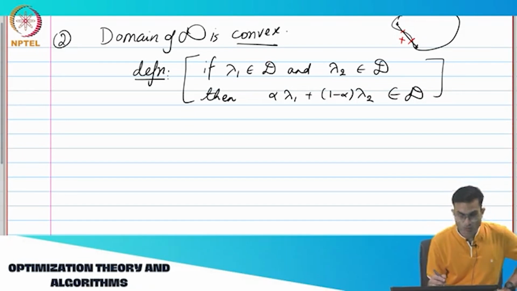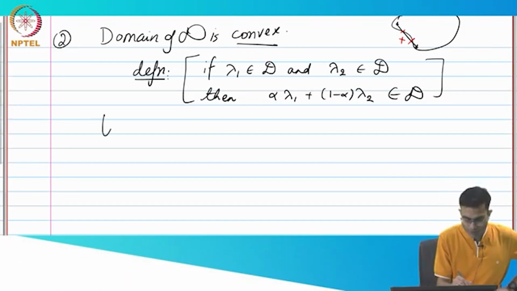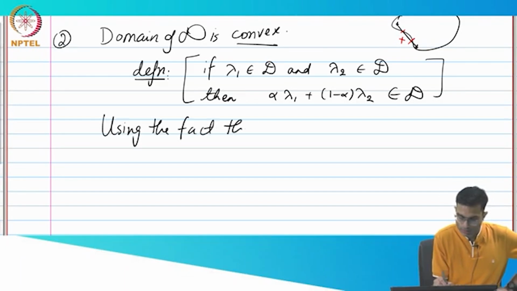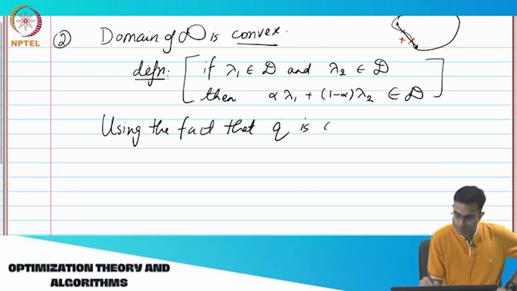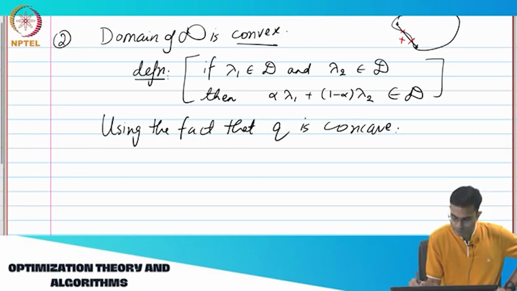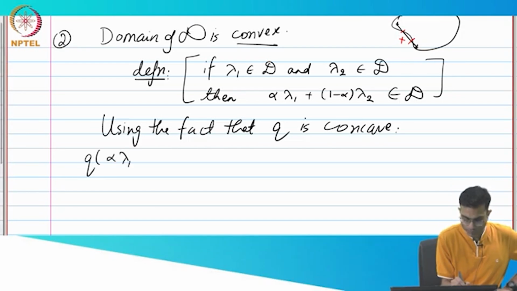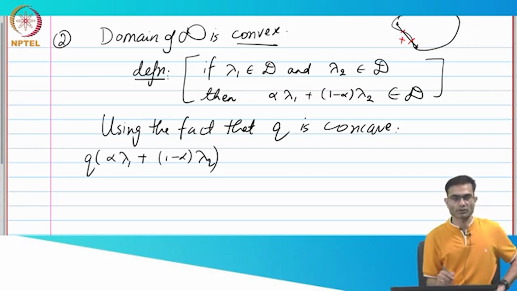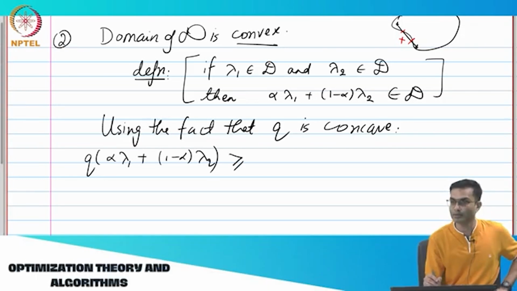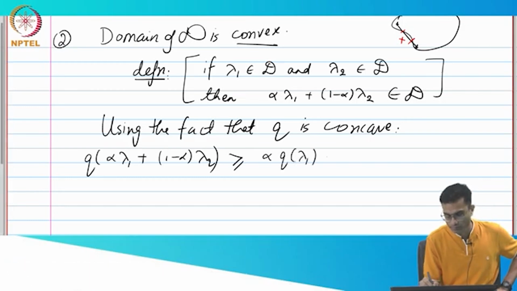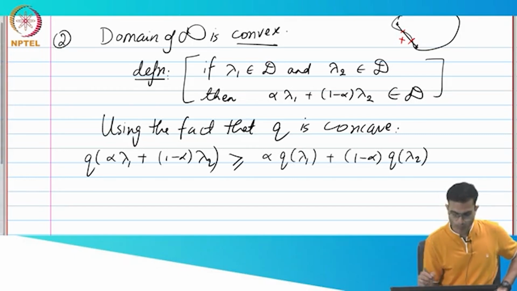So let's go to prove it. We will use the fact that Q is concave, which we just proved. So if I take Q of alpha lambda 1 plus 1 minus alpha lambda 2, this should be greater than or equal to, using the property of concavity, alpha times Q of lambda 1 plus 1 minus alpha times Q of lambda 2.